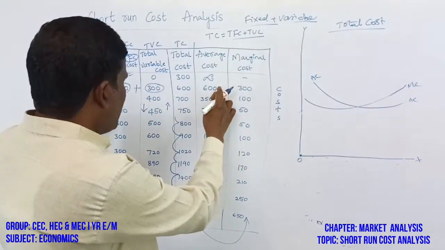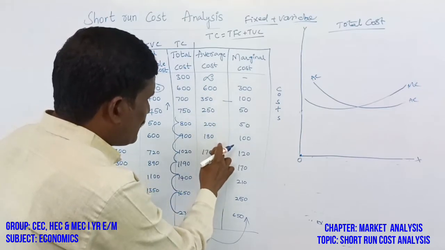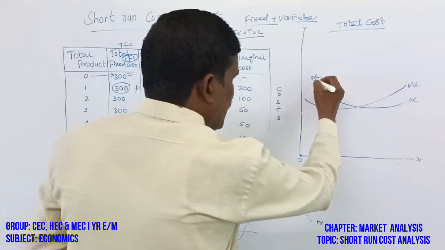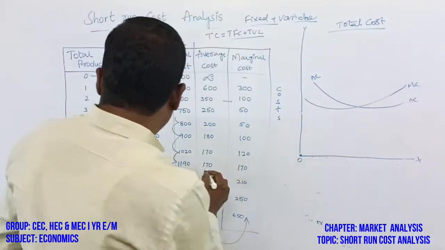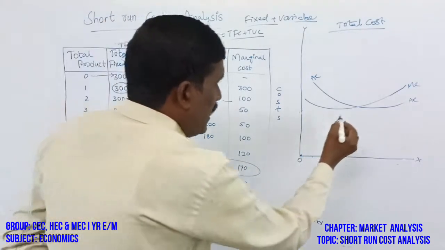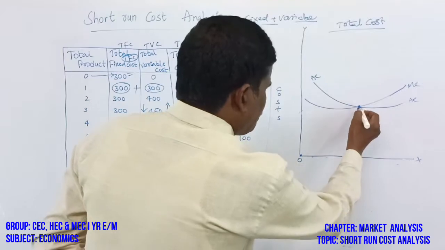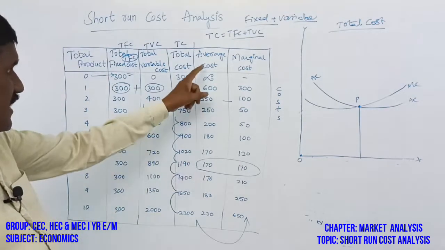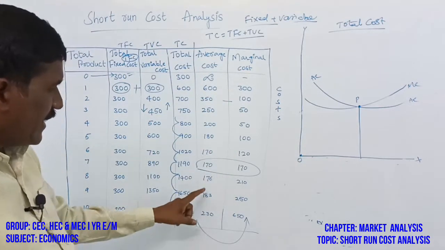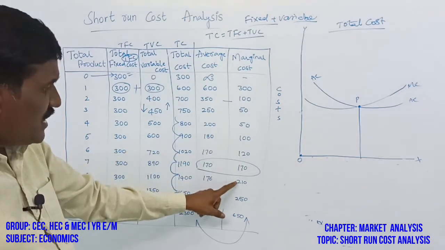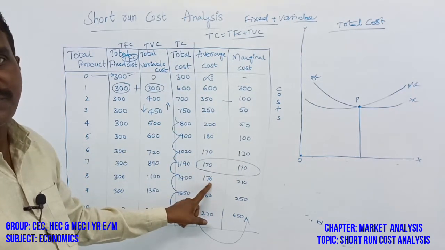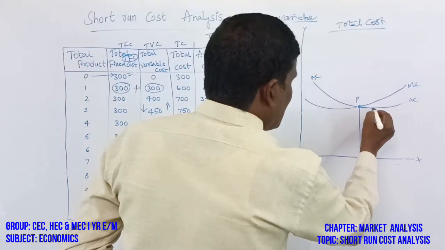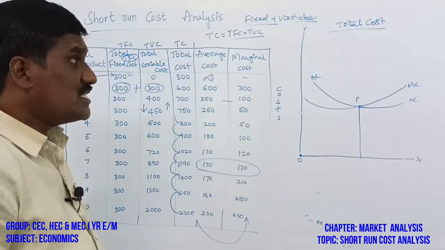As production increases, the AC decreases. Production goes on increasing, AC goes on decreasing. See here, AC decreases and both are equal. AC and MC are equal at a point. This is point P. At point P, AC and MC are equal. And later MC increases, and AC decreases relative to the MC. So this is the relationship.